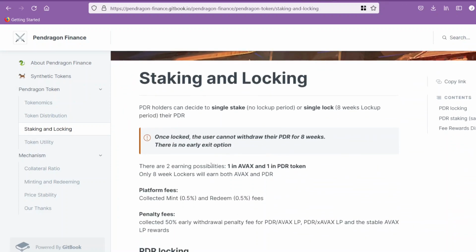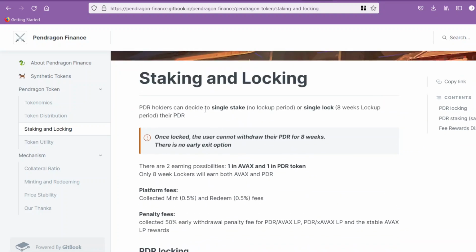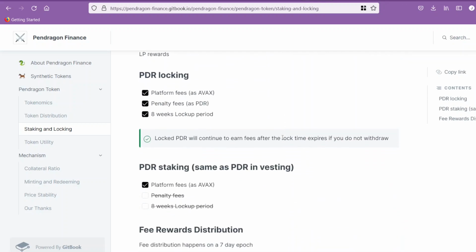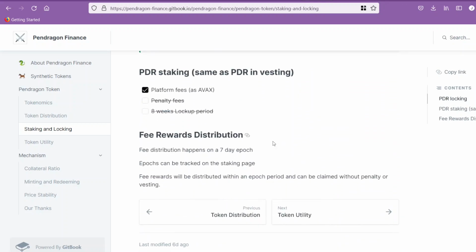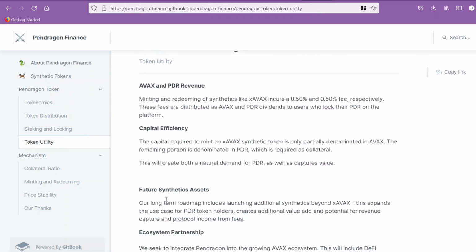So here's some information about the staking. It's saying with a single staking, you can do a no lockup period or an 8-week lockup period as well. So with the staking, you can have a lockup period or no lockup period, depends what you want to do. So here they're talking about having a couple more token utilities. It says our long-term roadmap includes launching additional synthetics beyond AVAX. So in the future they're going to create more synthetic tokens. It could be stable coins or whatever, in the future.